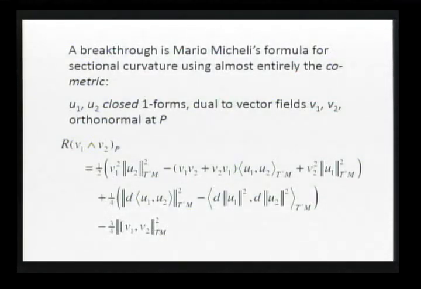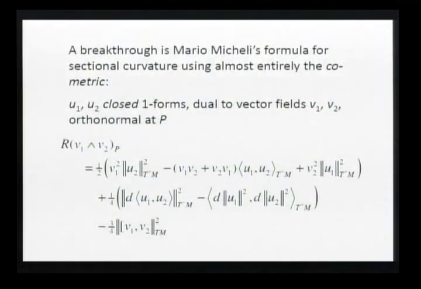You want this to be orthonormal, so the dual one forms are going to be orthonormal. Then the formula is this for the sectional curvature in the two plane given by this. So you have inner products in the dual metric. The U's are one forms, so this is the length of one forms, or the inner product, to which you apply these vector fields.